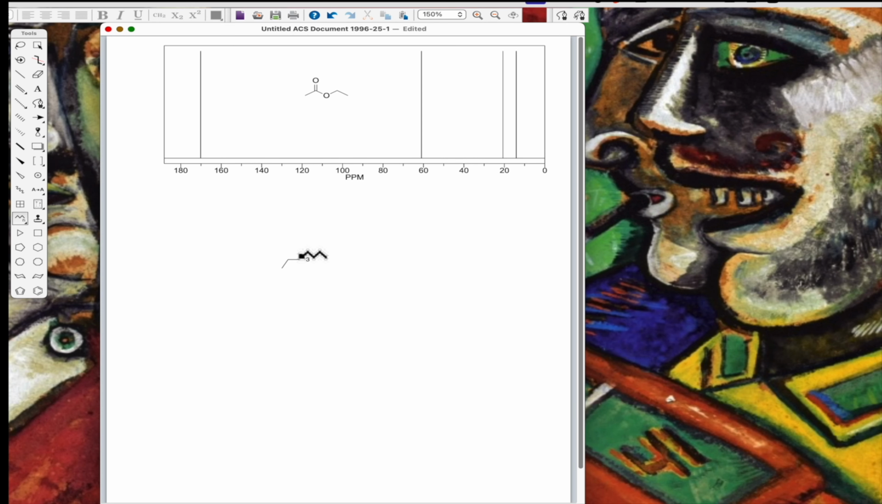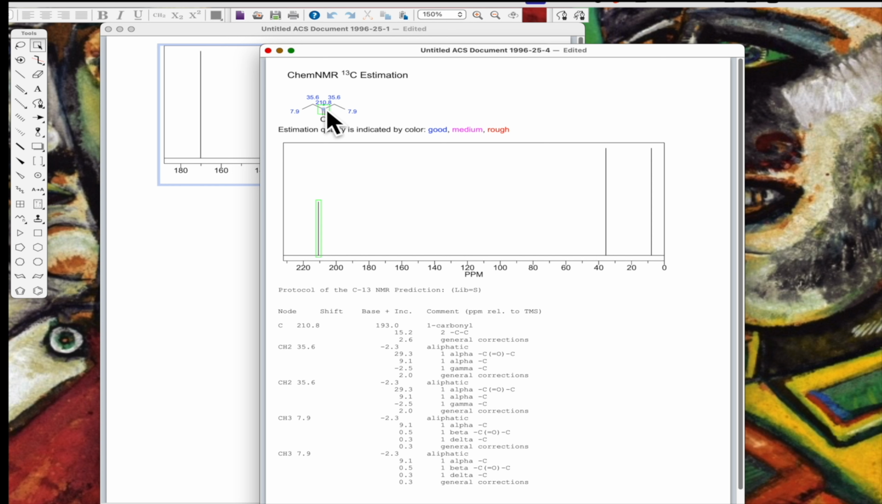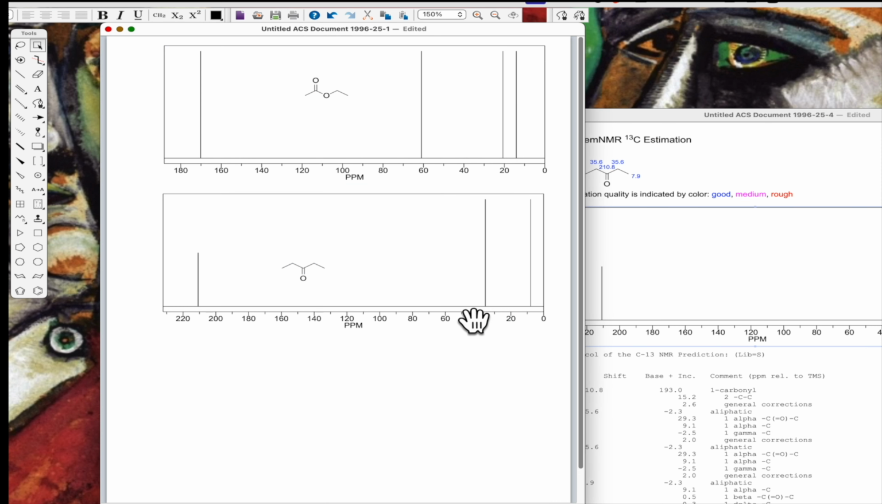For 3-pentanone, I expect 3 inequivalent carbons. At about 200 ppm, there's a carbonyl. In the high field region, there's 2 equivalent methyl groups, coincident. And next to that is a signal for the CH2, which is shifted a bit downfield because it's adjacent to the carbonyl group. In fact, both CH2s are equivalent.